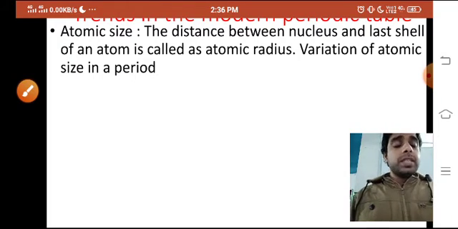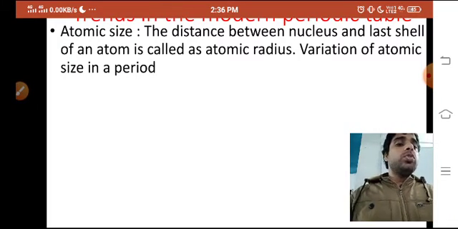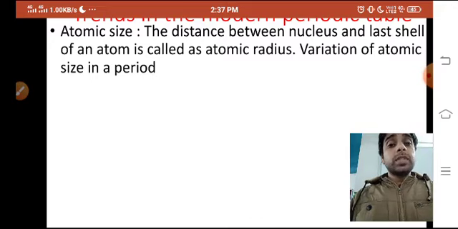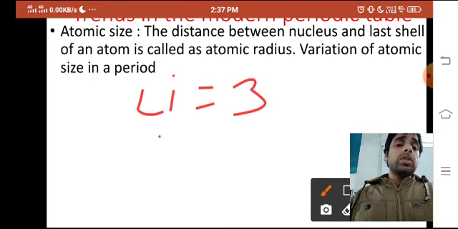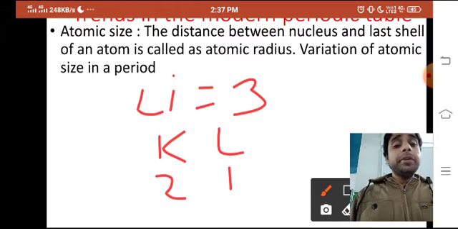First of all, you can see the definition. The distance between the nucleus and the last shell of an atom is called its atomic radius. What does it mean? Here I have written lithium. Lithium's atomic number is 3. Its electronic configuration is K shell 2, L shell 1. So what you have seen is 2, 1.